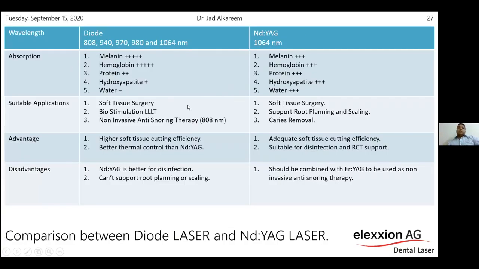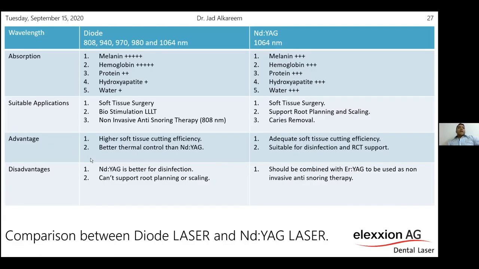The suitable applications for the diode laser are mainly soft tissue surgery, biostimulation or low-level laser therapy, and finally the anti-snoring therapy, which can be done by the 808 nanometer. The suitable applications for the Nd:YAG are soft tissue surgery, root planing, scaling, and caries removal, because it has a good absorption level into the hydroxyapatite and the water, so it still has the ability to cut the hard tissue. Of course, it is not strong enough as the erbium YAG or the erbium chromium or the CO2, but still it can do a good job for that.